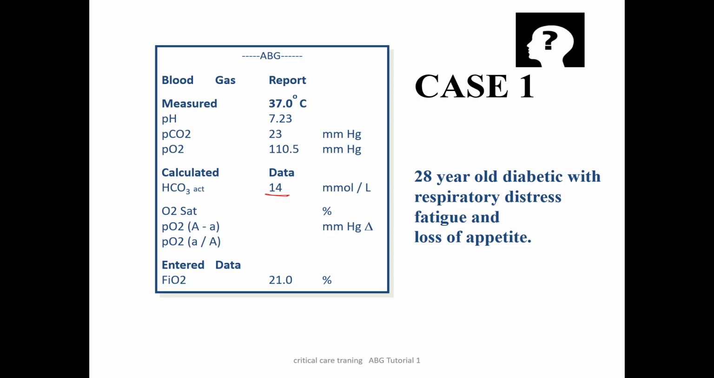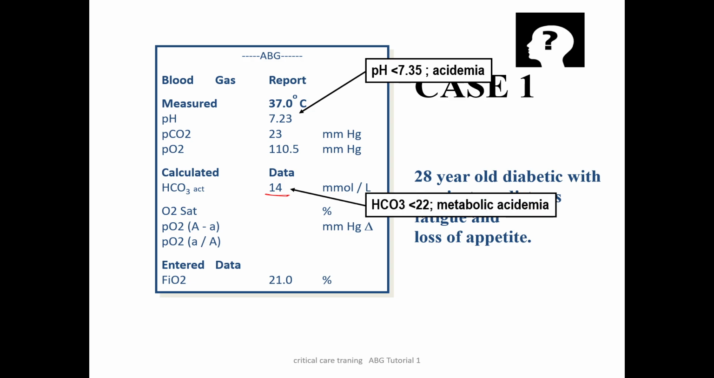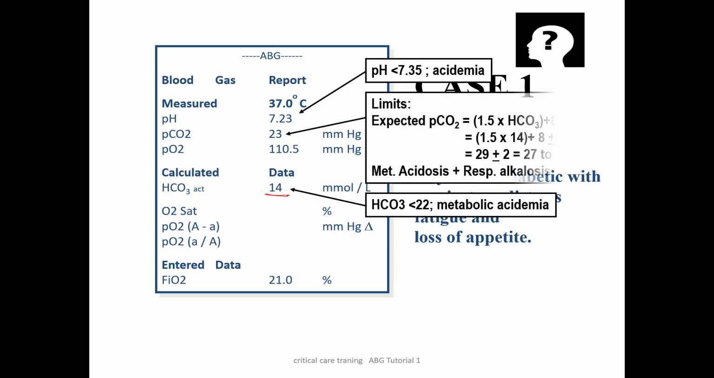Let's apply the steps. First, look at the pH. The pH is 7.23, so it is less than 7.40, so definitely it is acidemia. Look at the bicarbonate, it is less than 22, yes, it's a metabolic acidemia. What compensatory formula do we have to apply? 1.5 times bicarbonate plus 8. So 1.5 times 14 plus 8 comes to around 31. So our expected PCO2 is 31.